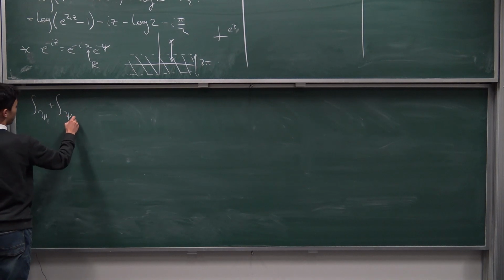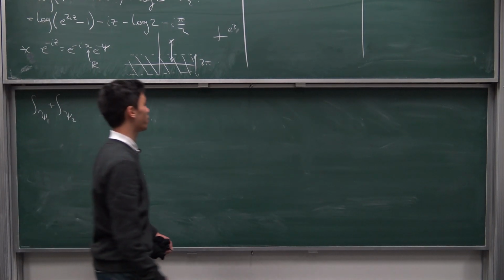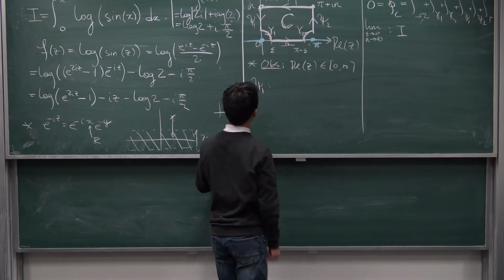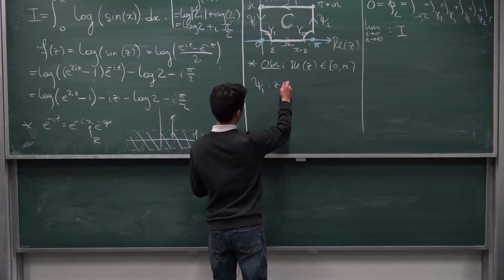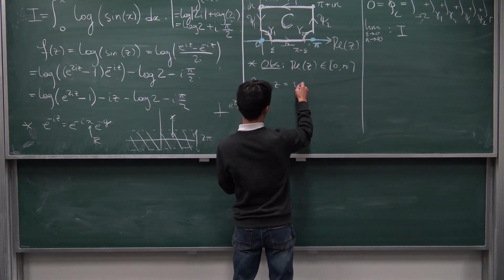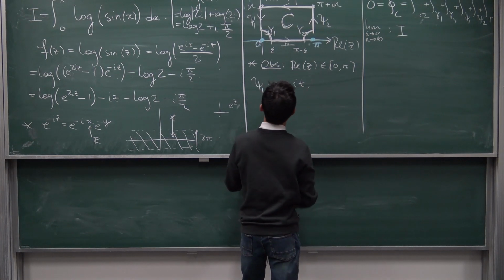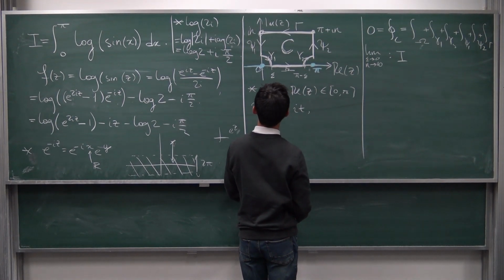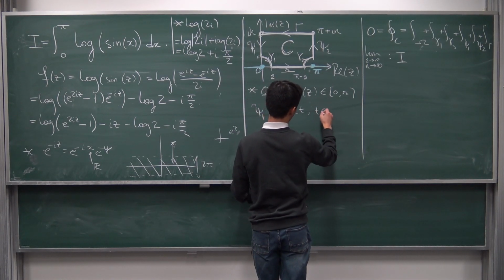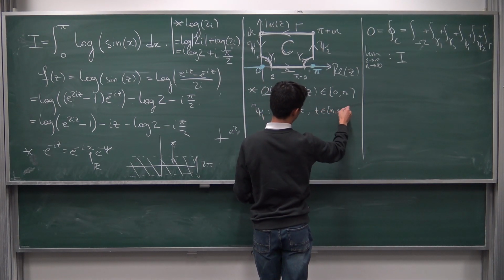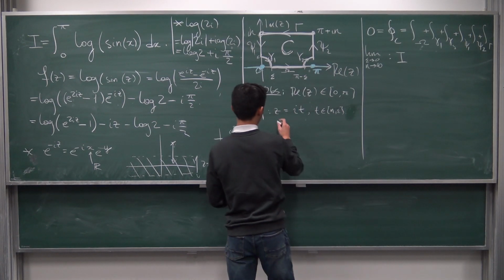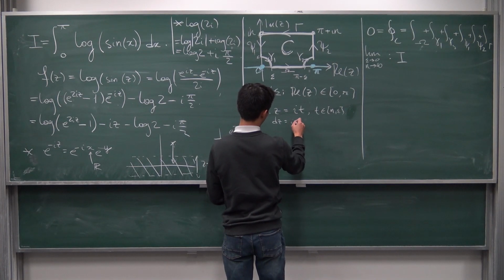So let's see over here, we have the integral over psi 1 plus the integral over psi 2. So how are we going to parameterize psi 1 and psi 2? Let's go back over here. So psi 1, we'll notice that every z on there can be written as i times t, because it's just on the imaginary axis, but t is going to go from n back to epsilon. So we have t going from n to epsilon, and dz is just going to be i dt. So let's write that down, dz equals i times dt.